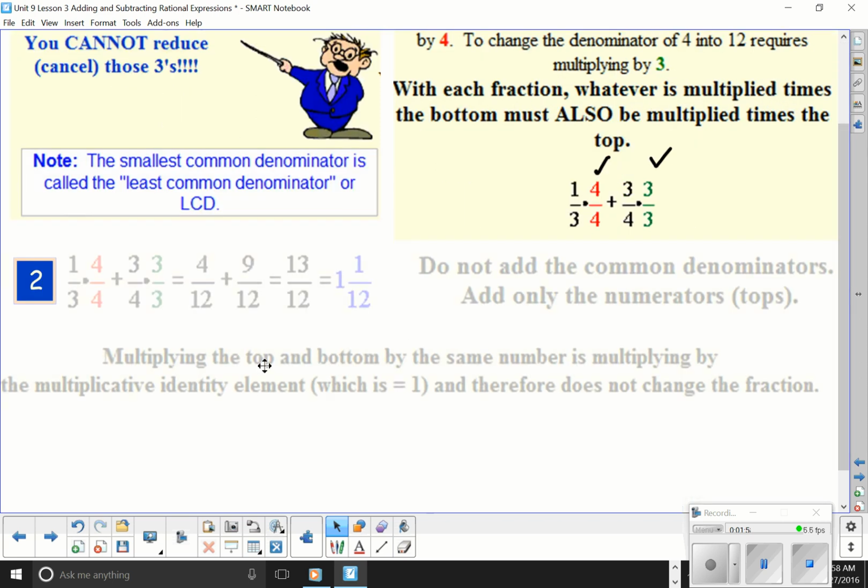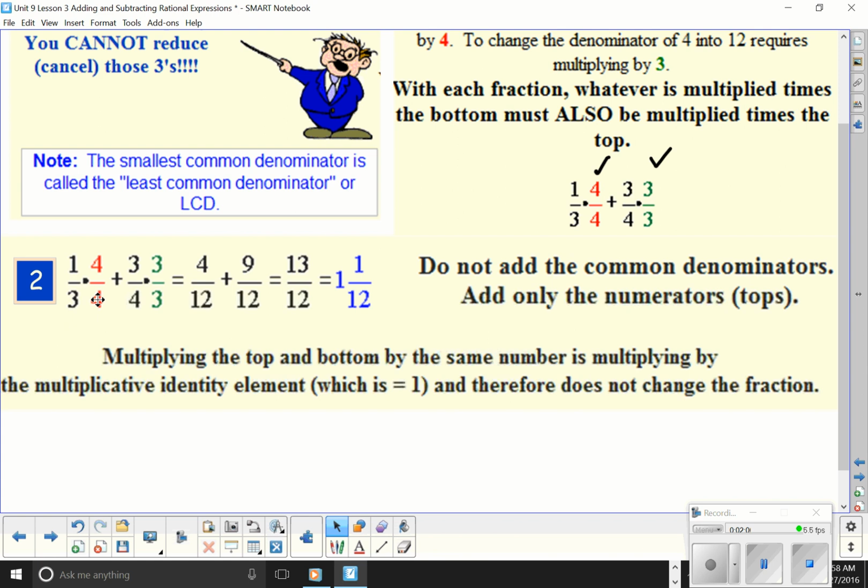Now, we have 4/12 plus 9/12 is 13/12 is 1 1/12. I personally prefer you to leave it like this. Do not add the common denominators. Add only the numerators. In multiplication, you multiply numerators and you multiply denominators. When you're adding and subtracting, you do not do that.